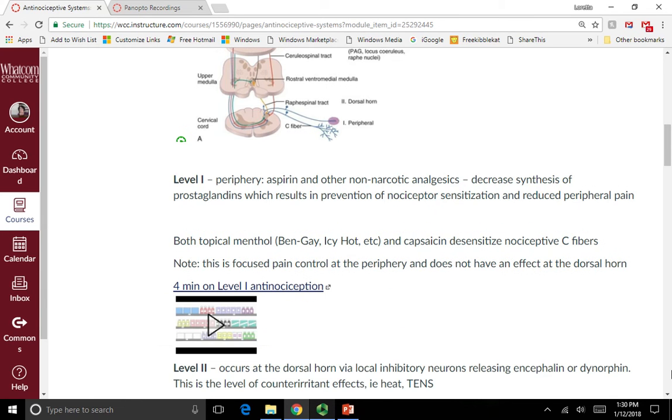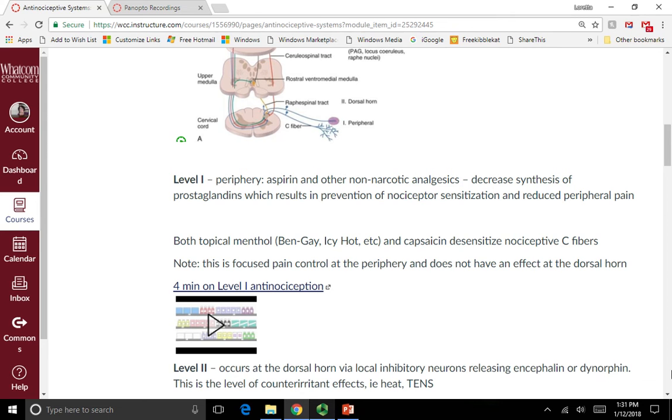So in level 1, it happens in the periphery. This is where aspirin and other non-narcotic analgesics like ibuprofen work. They work in the periphery. What they do is they decrease synthesis of prostaglandins, and prostaglandins act as neuromodulators which sensitize nociceptors. So when you take away those prostaglandins with the aspirin or the other non-narcotic analgesics, it prevents nociceptor sensitization and it reduces peripheral pain. So that's how that works.